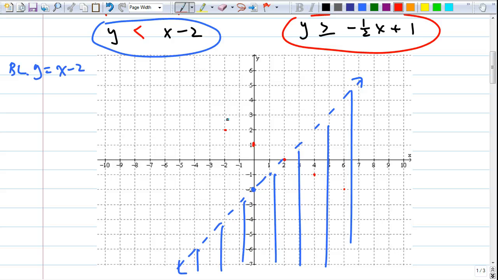Lisa, do I draw a dotted line or a solid line? Solid line is correct because it's y greater than or equal to. Good. So a solid line like this. Now it says y is greater than or equal to -1/2x plus 1. So should I shade above or below this boundary line? It should be above, right? So let me shade it above here.